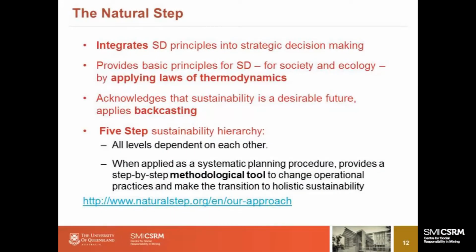Like I briefly said, it provides basic principles for sustainable development. It's rooted in thermodynamics. It talks about the first law of thermodynamics, where matter and energy remain the same. They can take varying forms and shapes, but essentially nothing goes in and nothing goes out. And the second law of thermodynamics, which talks about entropy and disorder.